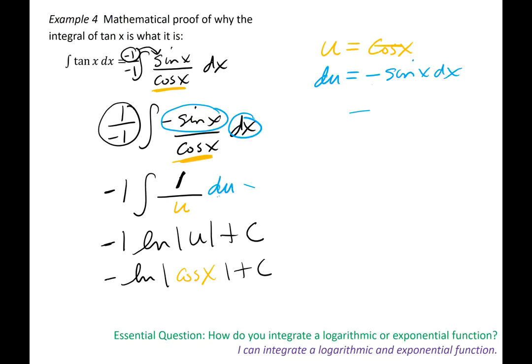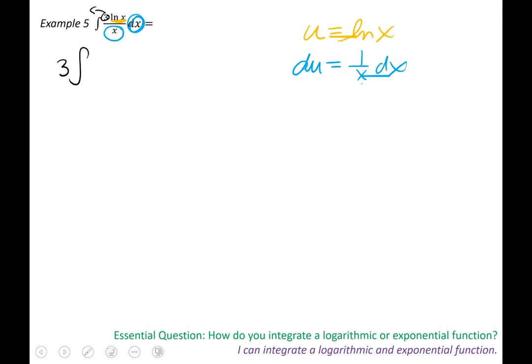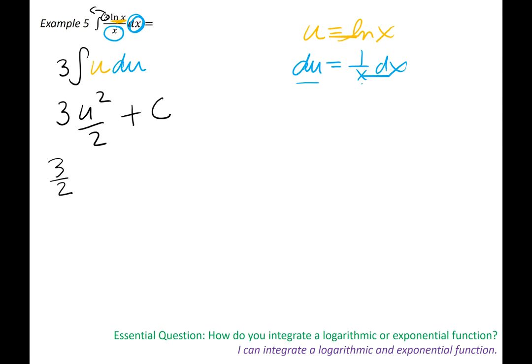For the natural log of x, I'm putting in u. And then for the 1 over x dx part, I get to substitute in du. So this one looks a little different than the others we've done. I'm going to keep the 3 out in front. When I integrate u, we get u squared over 2 plus c. And then I have to substitute back in. I'm going to go ahead and pull that as a 3/2. I'm going to substitute back in the natural log of x.